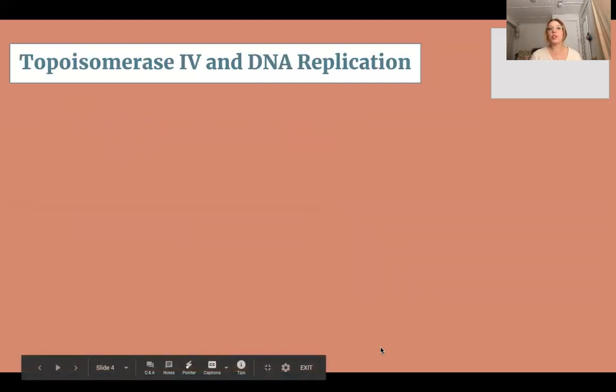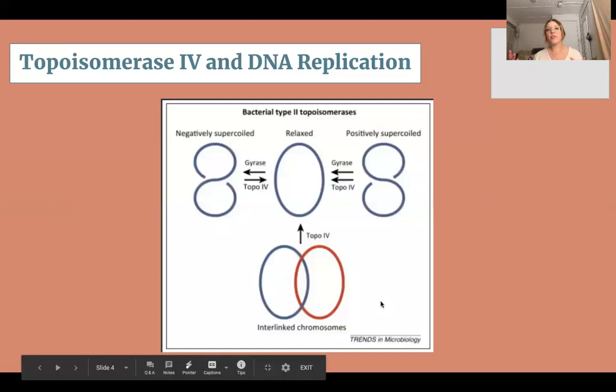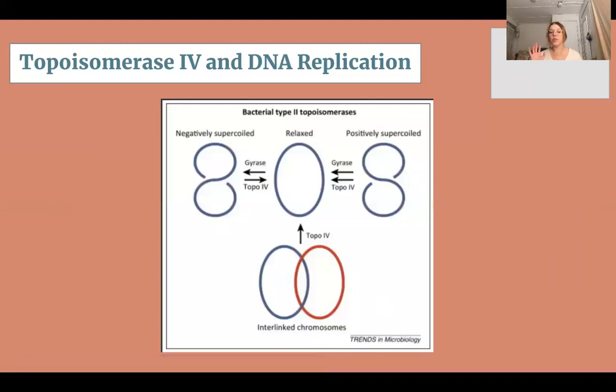So switching gears, I want to talk about another protein called topoisomerase 4 and its role in DNA replication. All cells have topoisomerase 4, and it is used for two types of activity in bacteria. One is to relax supercoils that are produced during DNA replication.